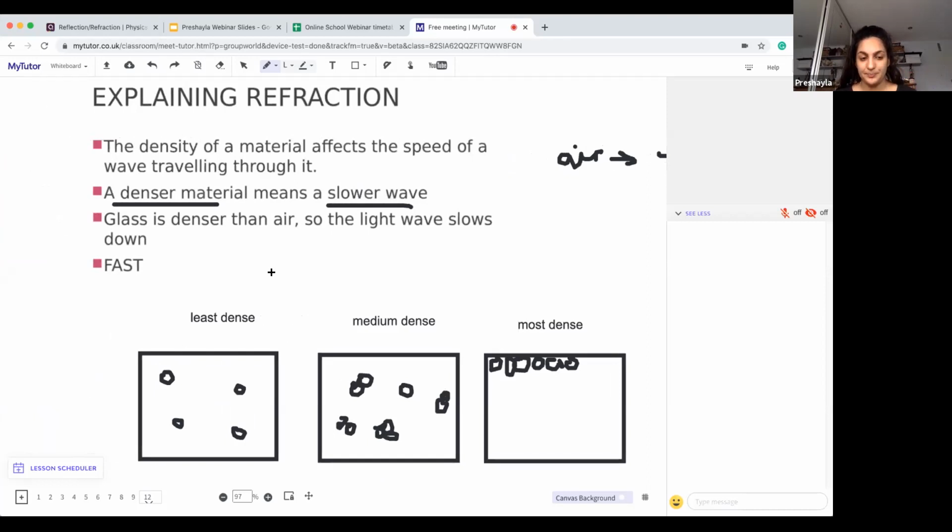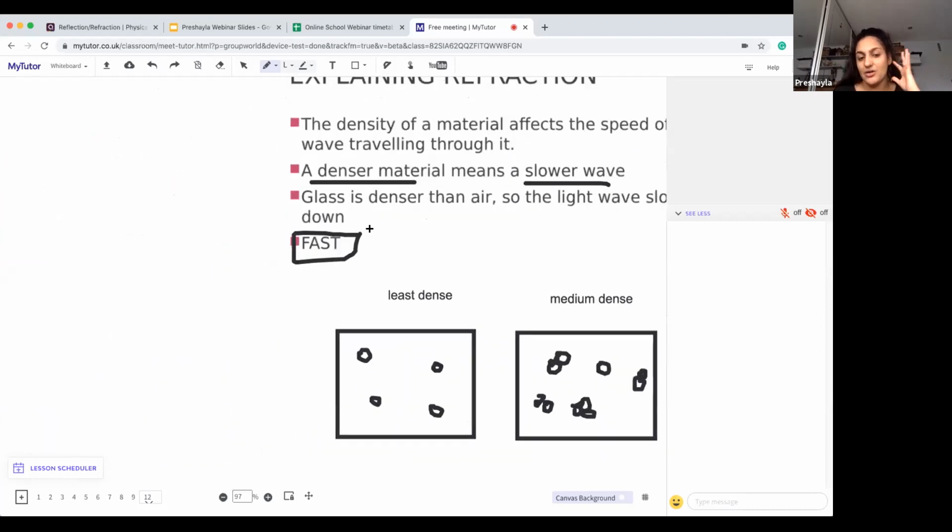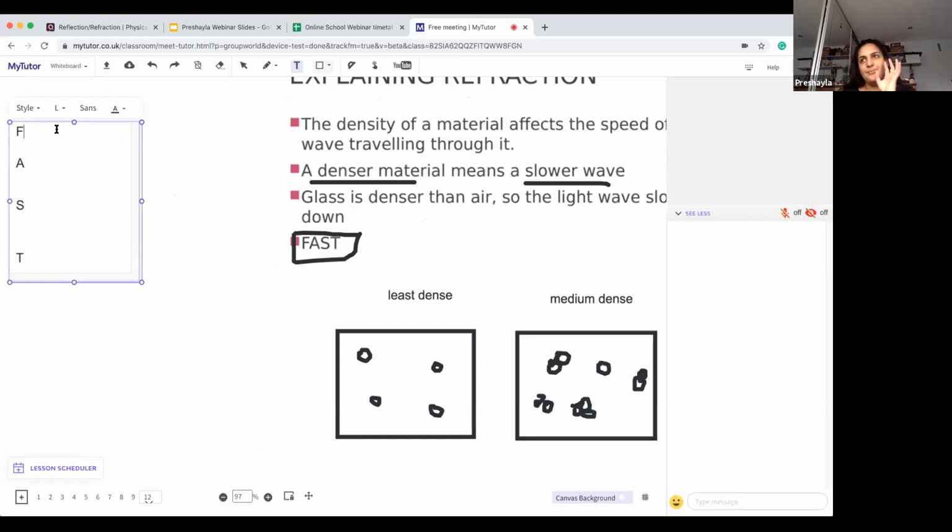That's the first thing. Now, how I like to remember it is this acronym here, FAST. Some of you may have heard of FAST before, and basically what it stands for is, you know how I said before, how did I know where to draw my line? How did I know that it would go in that direction and not the other direction? This is what tells you, and this is going to help you get the perfect ray diagram every time.